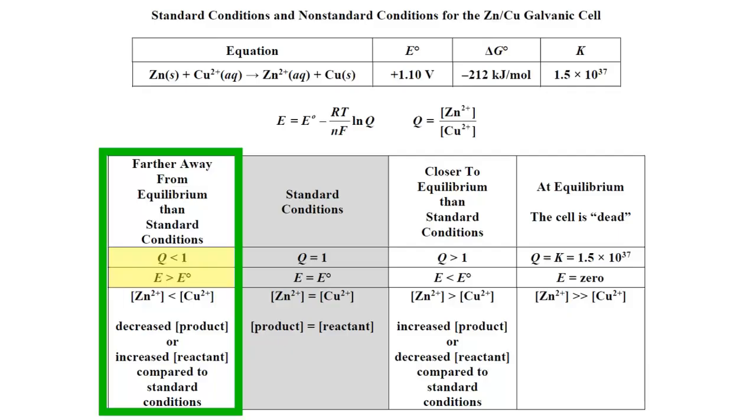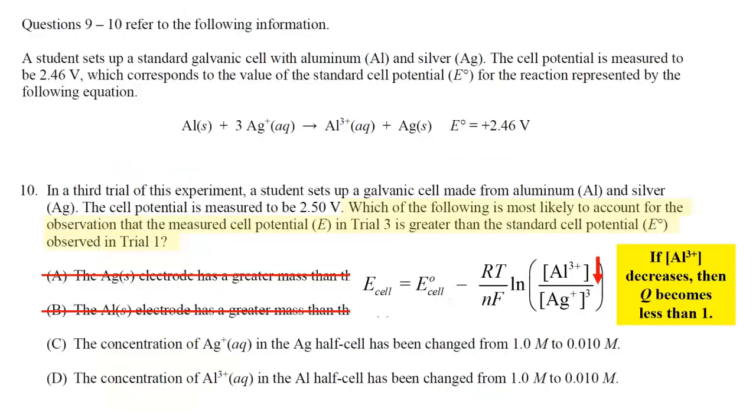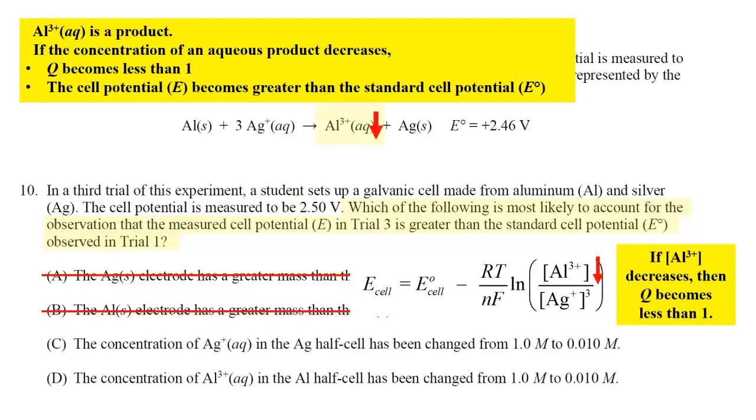And this can happen in two situations. You either increase the concentration of a reactant, or what happened in choice D, decreasing the concentration of a product. Now, how do we know that a product concentration was decreased? Well, take a look at where aluminum ions are located in this balanced equation. They're on the right. So aluminum ions are actually a product.